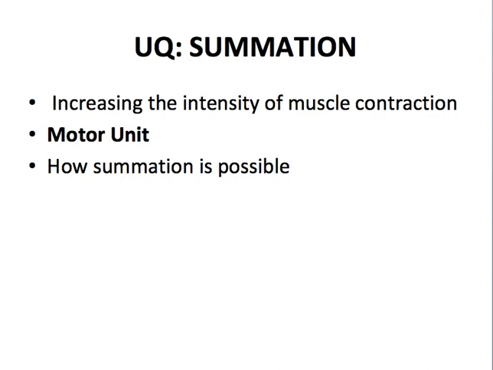Since we are talking about the contractile properties of skeletal muscle fibers, let's look at summation. Adding together of individual muscle contractions to give a strong muscle contraction is called summation. Contractions of a whole muscle can be of varying strengths. Summation means to increase the intensity of overall muscle contraction.